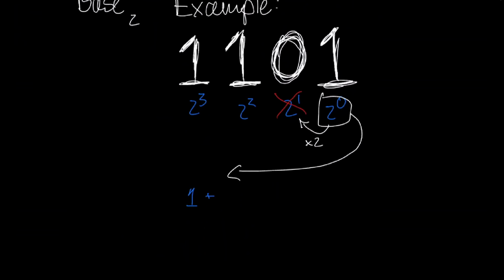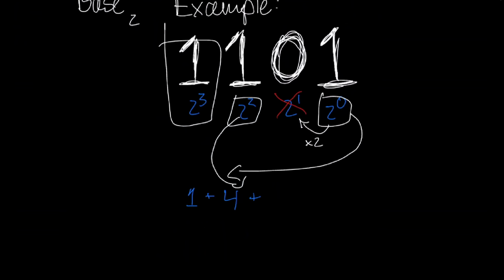Now we look at the next position. Is there a 1 here? There is, so we take this value and move it down here. That is going to be 2 to the power 2, which is 4, so we add 4. In the next position, there's a 1 there, so we take 2 to the power 3 and add it to the end.